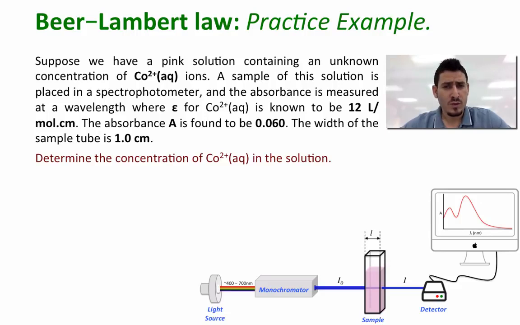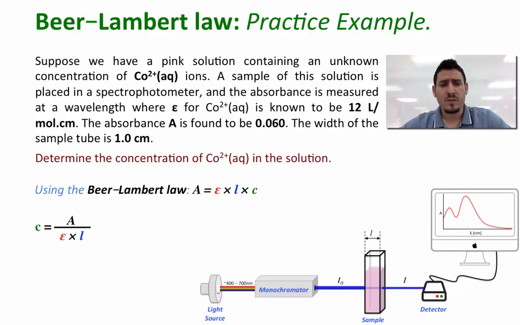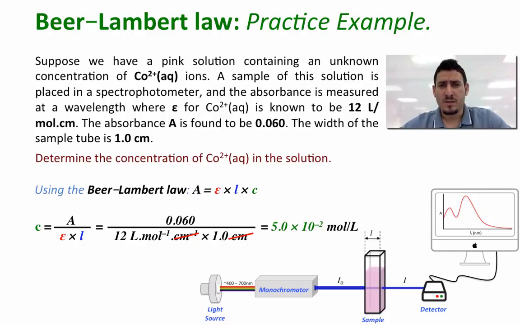In order to do so, since cobalt-2 is the only absorbing species in solution, we can use Beer-Lambert law. Since we know the absorbance, epsilon and L, we can find C. C is equal to absorbance divided by epsilon L. Replacing each term by its value and cancelling the units, we get that the concentration is equal to 5.0 times 10 to the power minus 2 mole per liter.